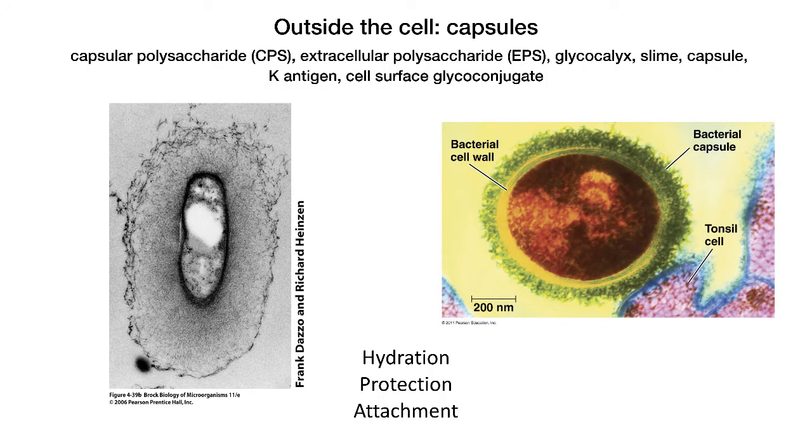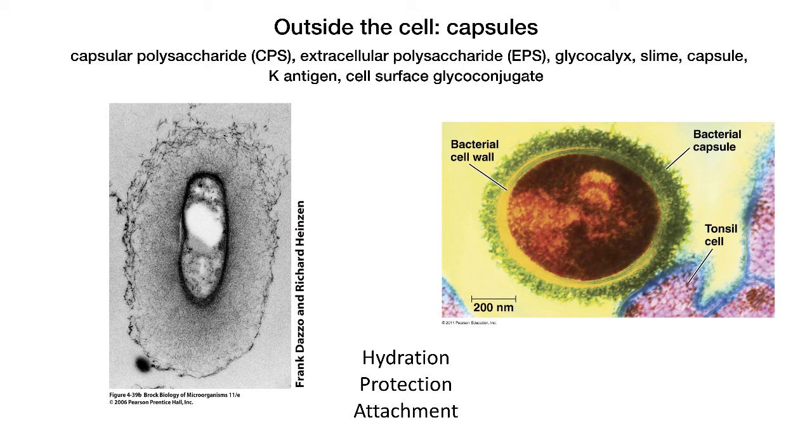Outside the cell wall, there can be other layers. One of these can be a capsule. Capsules are polysaccharides or proteins that envelop the cell in a protective blanket. You can see 2 examples here, both showing bacteria surrounded by their outer capsule. The image on the right shows Streptococcus pyogenes binding to a tonsil cell. S. pyogenes is the cause of strep throat.